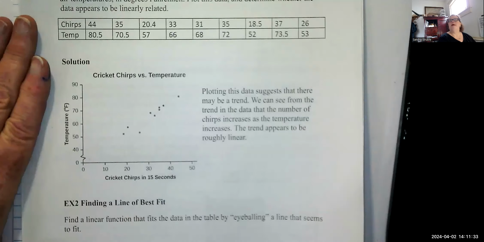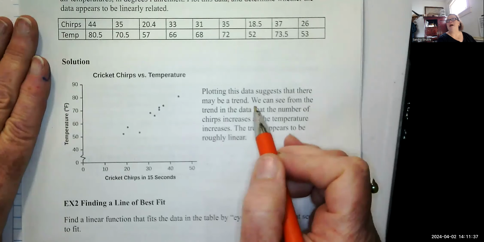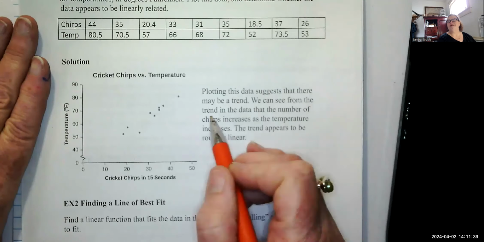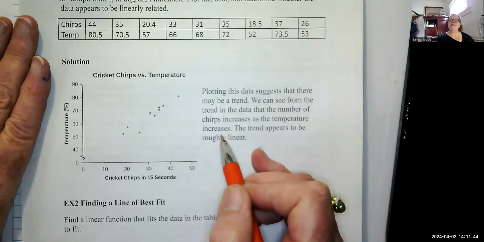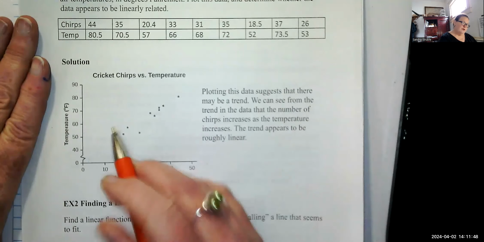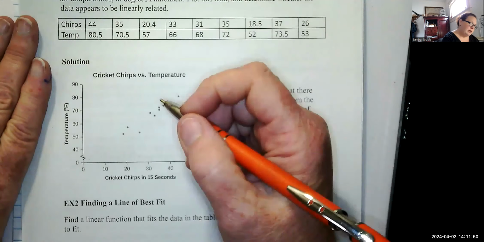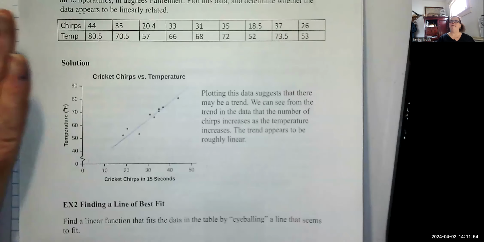Okay, I'm gonna stop. Plotting this data suggests that there may be a trend. Now, this would still be accurate. We can see from the trend in the data, the number of chirps increases as the temperature increases. The trend appears to be roughly linear. Yeah, of course, you can see that, and you know I can't draw a straight line. Thanks, Joe. That it roughly goes something like that.